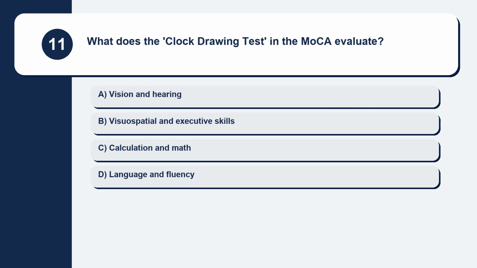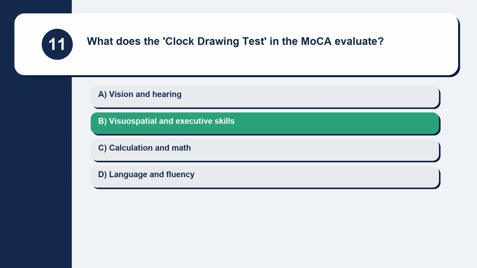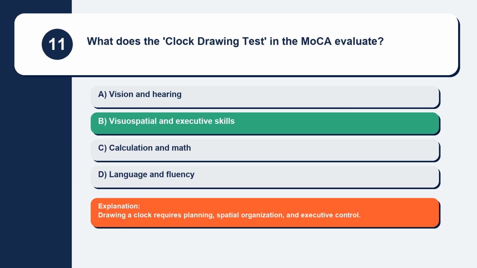Question 11. What does the clock drawing test in the MoCA evaluate? Vision and hearing. Visuospatial and executive skills. Calculation and math. Language and fluency. Drawing a clock requires planning, spatial organization, and executive control.